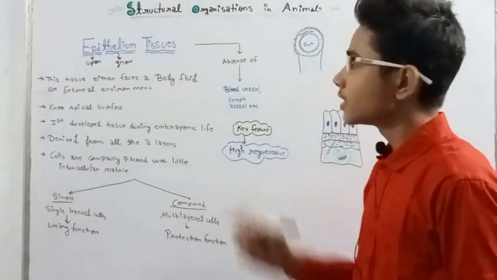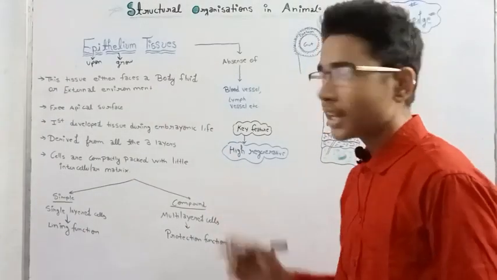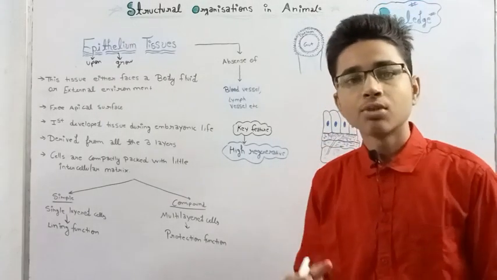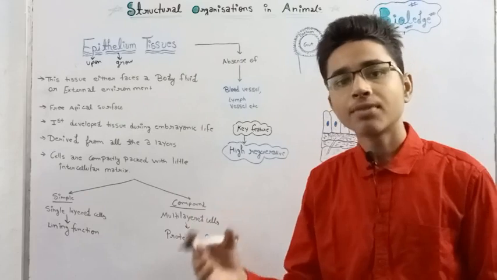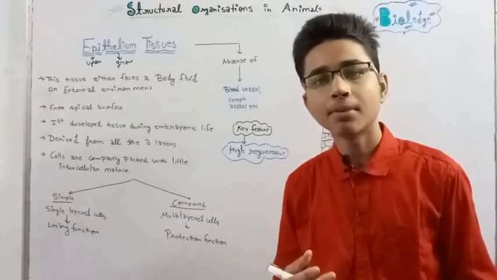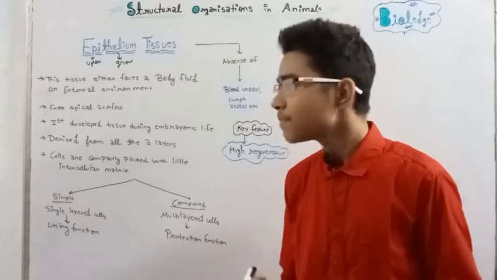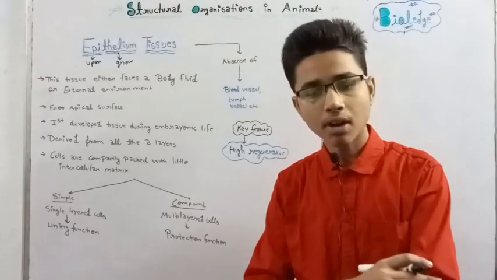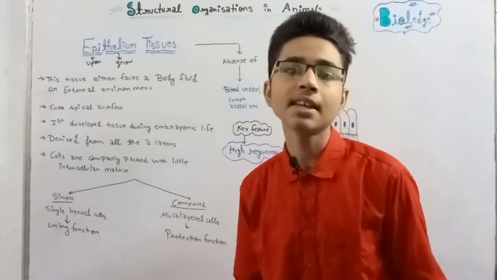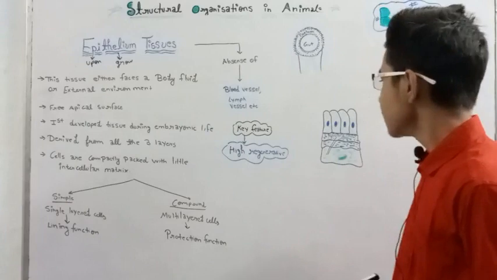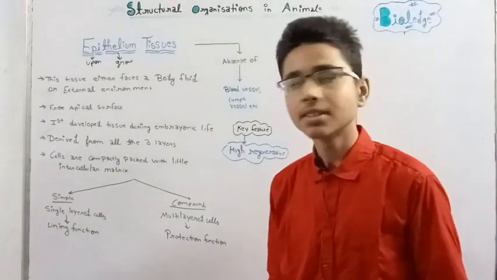The tissue either faces a body fluid or the external environment, meaning they have a free surface. They can face body fluid, which is the lining of the cavities inside our body, the coelomic cavities, or serve a protective function as the lining of the upper part of the skin, the epidermis. So they have a free apical surface. Later we will discuss what the apical surface is.